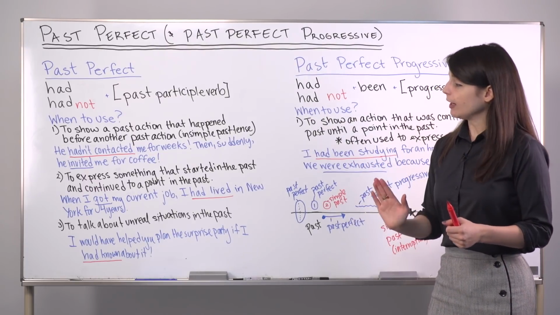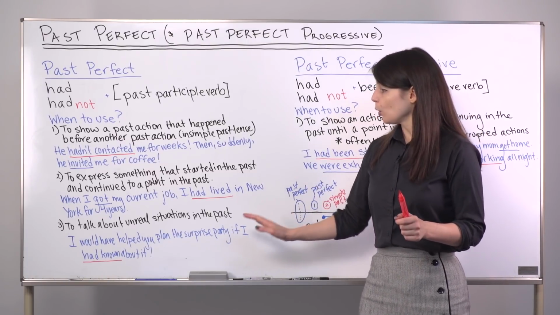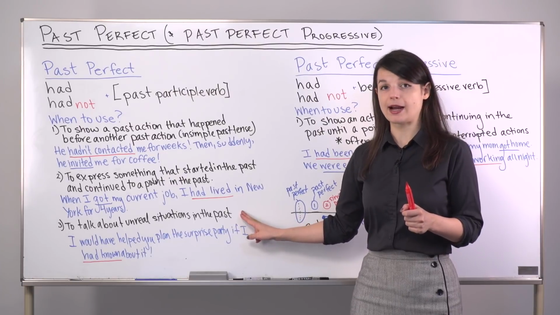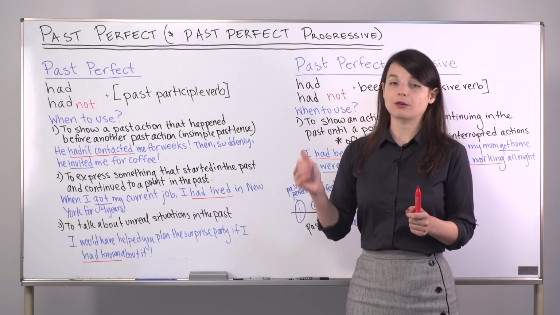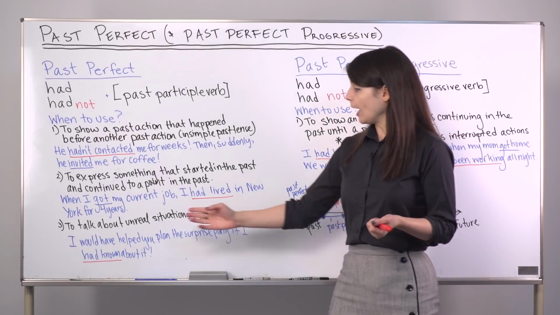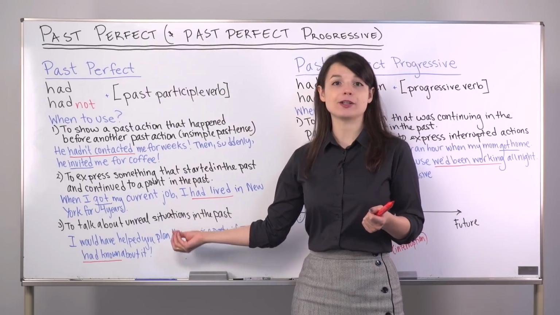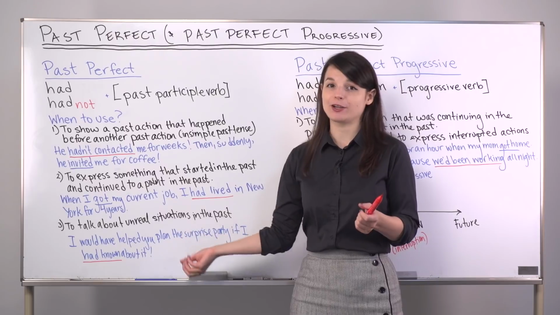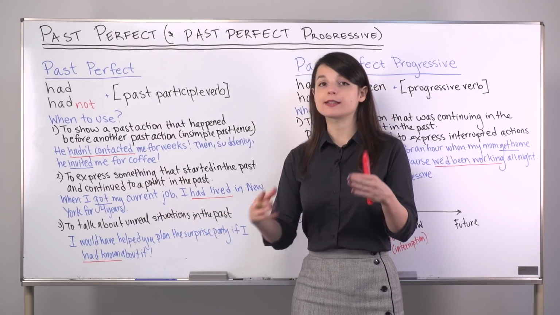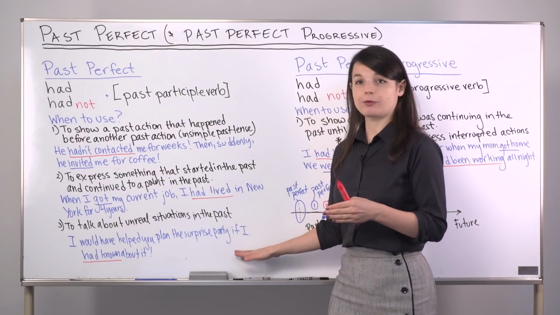Okay, so finally, let's move to the third point for using past perfect. We use past perfect to talk about unreal situations in the past. You might see this used with things like would have, could have, and should have. So an example of this, I would have helped you plan the surprise party if I had known about it. If I had known about it. This use of the past perfect tense shows us the speaker did not know about it in the past. So this is an unreal situation.